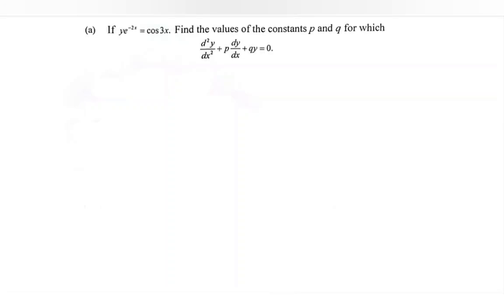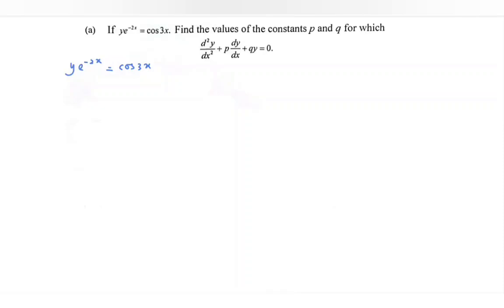Hello everyone, in this video I'm going to discuss the example for differentiation, focusing on implicit differentiation and also parametric differentiation. So kindly focus on the question. If y multiplied with the exponent negative 2x equals cos 3x, find the value of the constants p and q for which the situation is given.